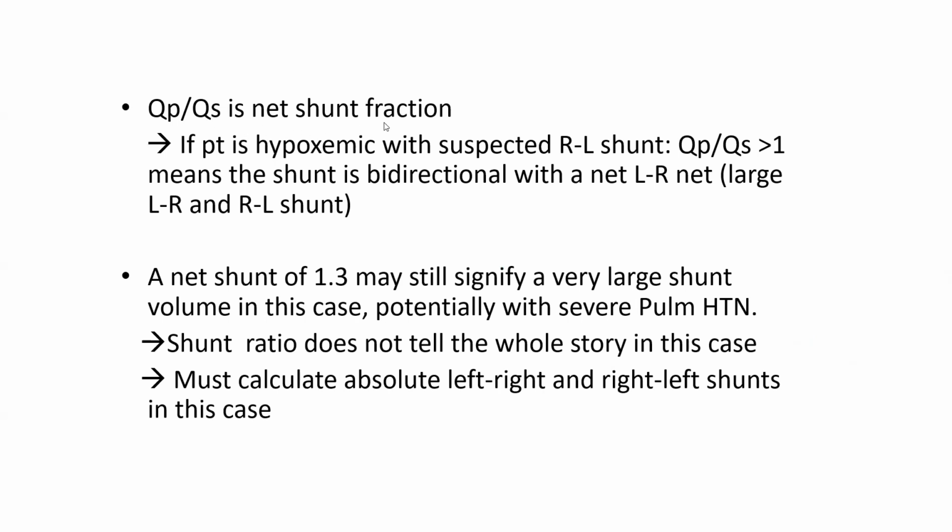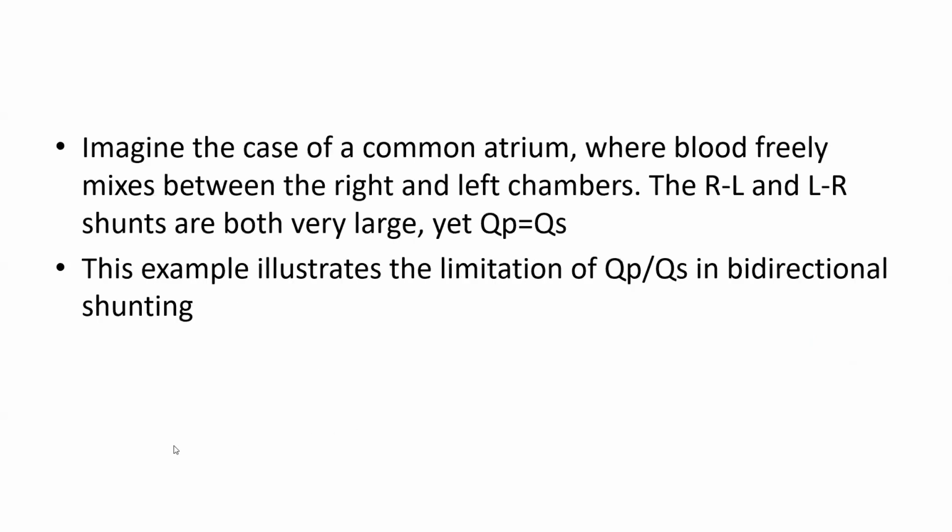So the QP-QS is a net shunt fraction. If a patient is hypoxemic with suspected right to left shunt, QP-QS more than 1 means the shunt is bidirectional with a net left to right shunt. A net shunt of 1.3 may still signify a very large shunt volume, in this case potentially with severe pulmonary hypertension. Shunt ratio does not tell the whole story in this case. You must calculate absolute left to right and right to left shunts.